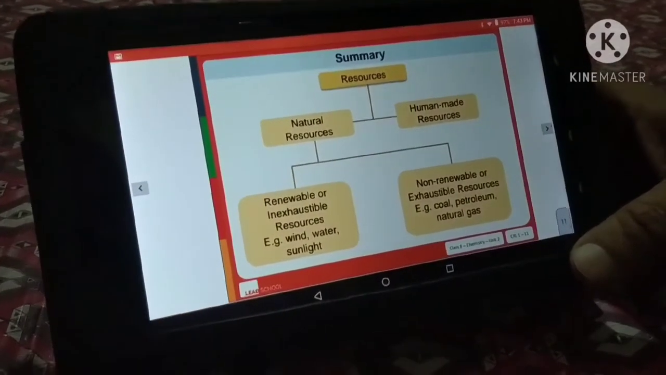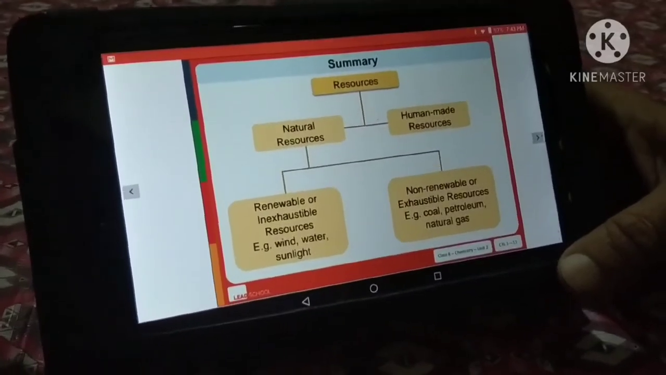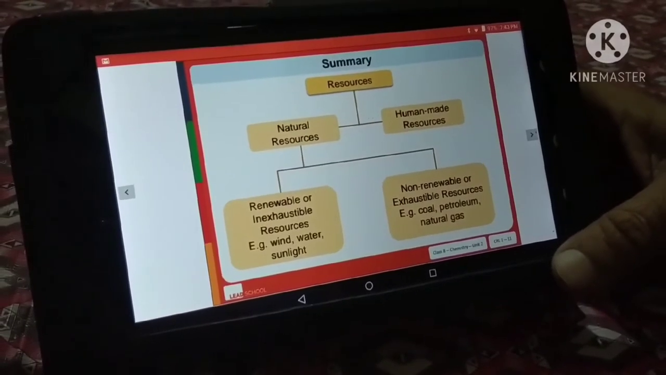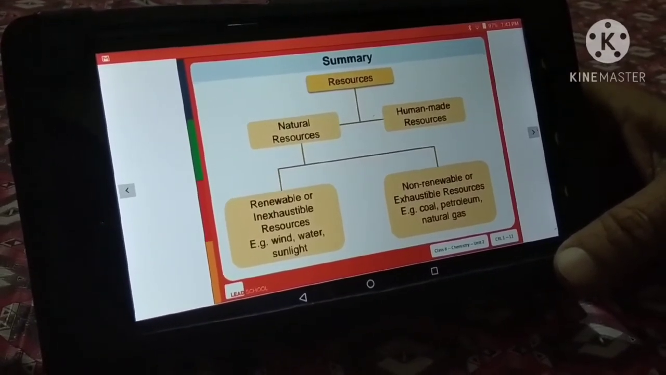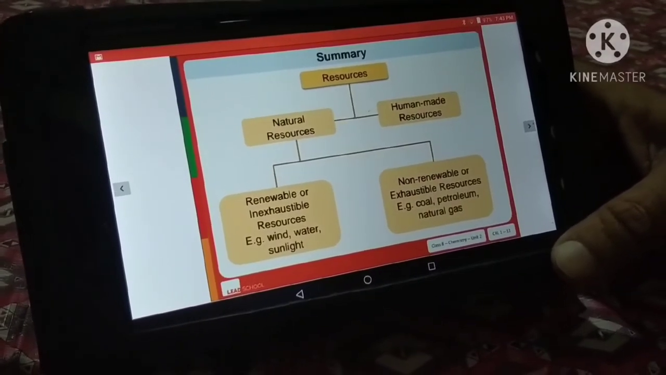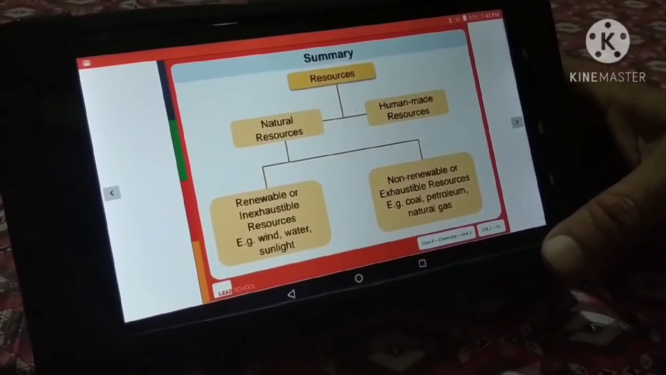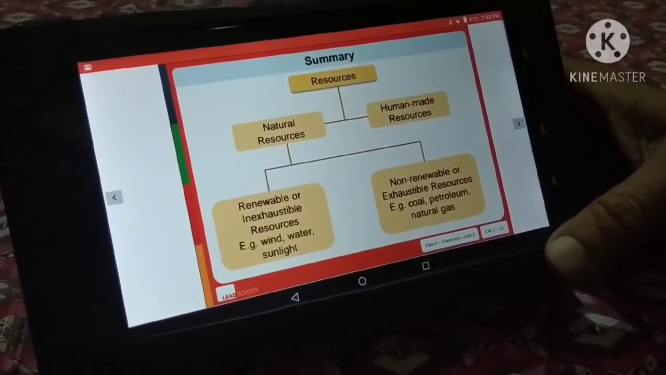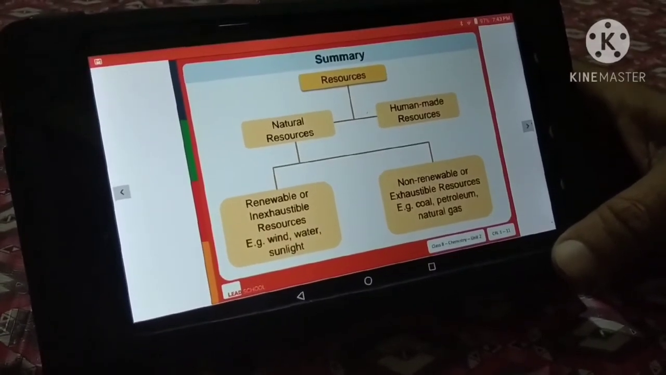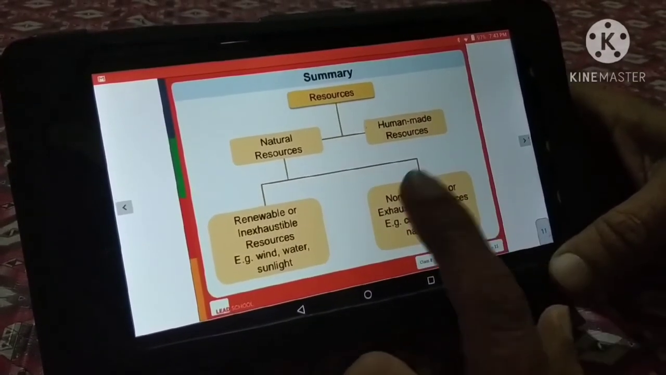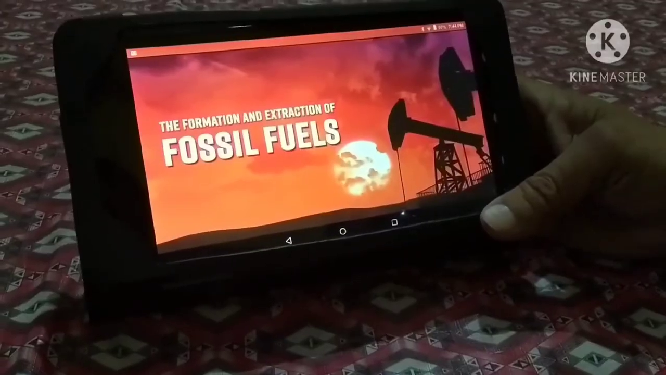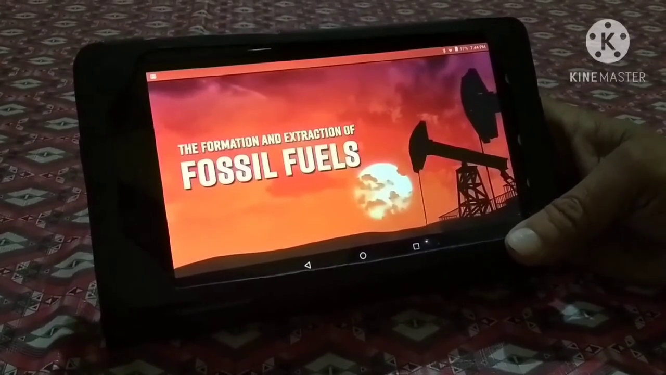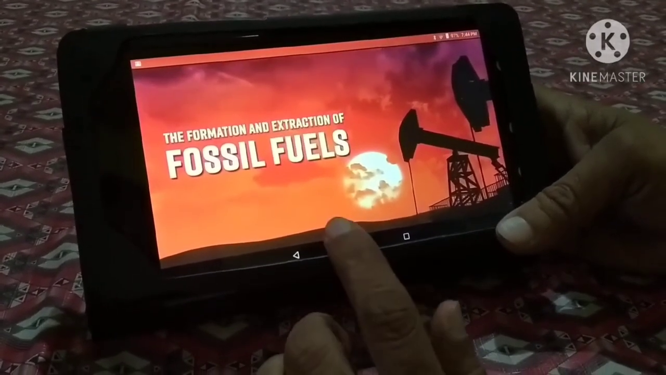So what we have studied, resources are of two types: natural resources and human made resources. And natural resources are again of two types: renewable or inexhaustible, such as wind and water, also sunlight, and non-renewable or exhaustible resources such as coal, petroleum and natural gas. Students, now we will see how the fossil fuels are formed and how they are extracted through this CRL.